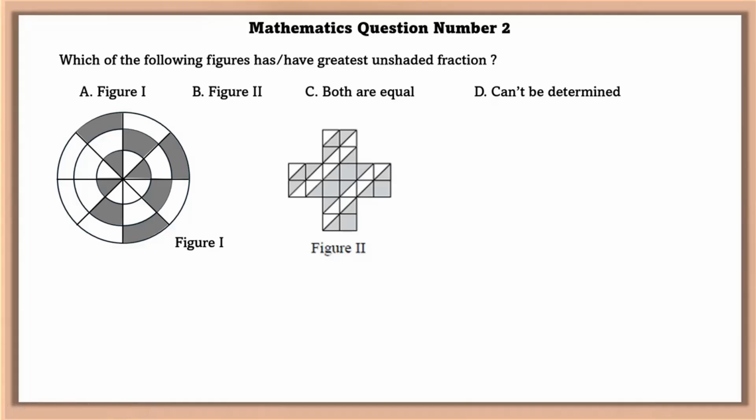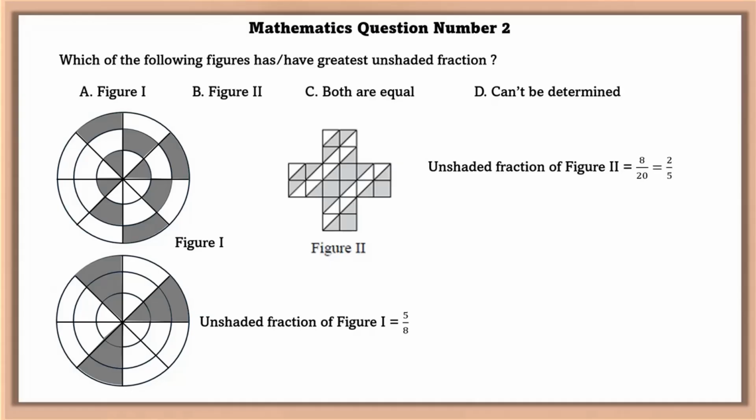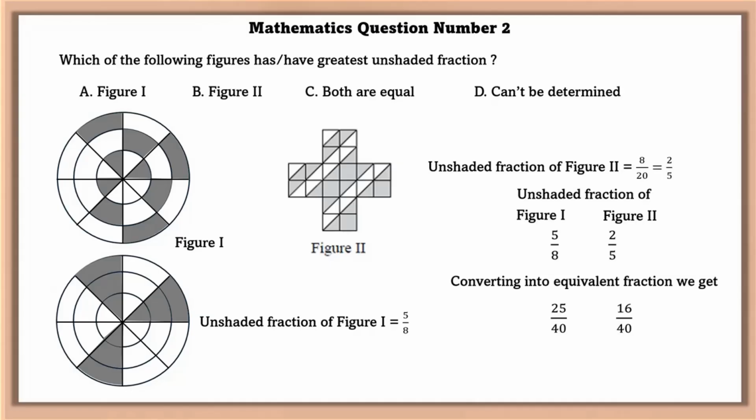Mathematics question number 2. Which of the following figures has or have greatest unshaded fraction? In order to find the shaded or unshaded portion of figure 1, we can rearrange the shaded portions. Unshaded fraction of figure 1 is equal to 5 by 8 and unshaded fraction of figure 2 is equal to 2 by 5. Converting into equivalent fractions, then comparing, we can see that the unshaded portion of the first figure is greater than the unshaded portion of the second figure.